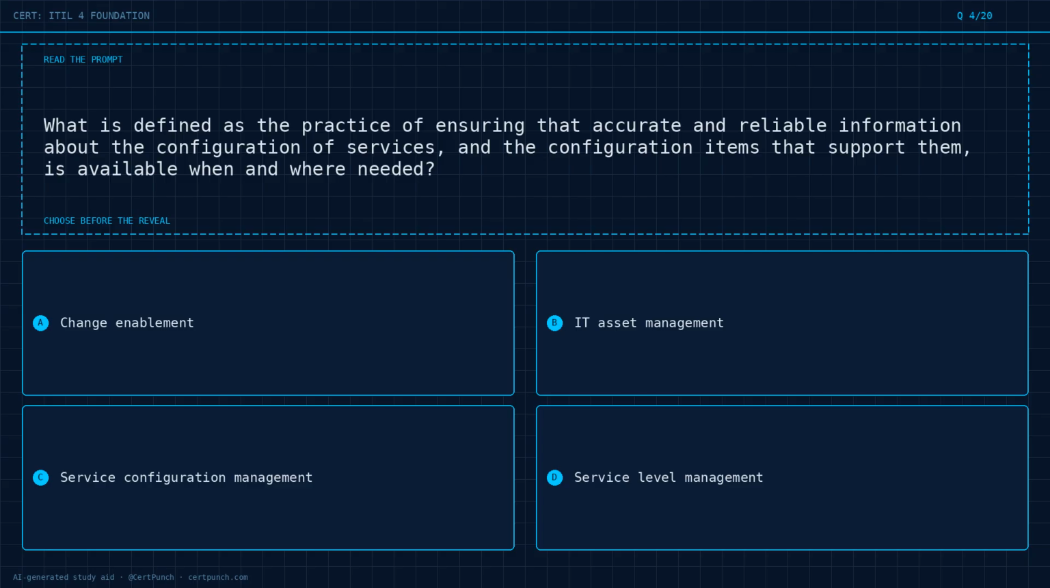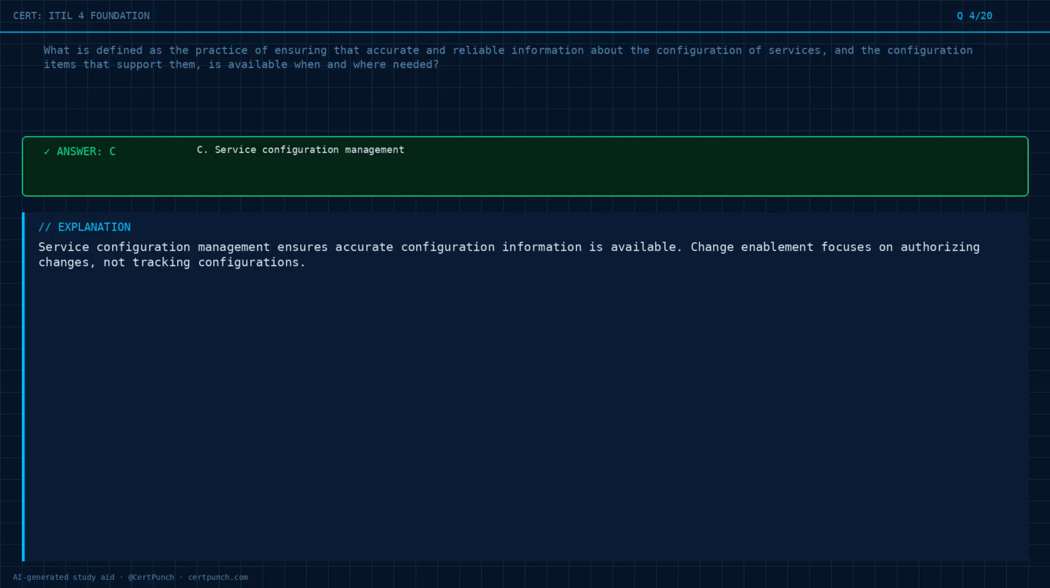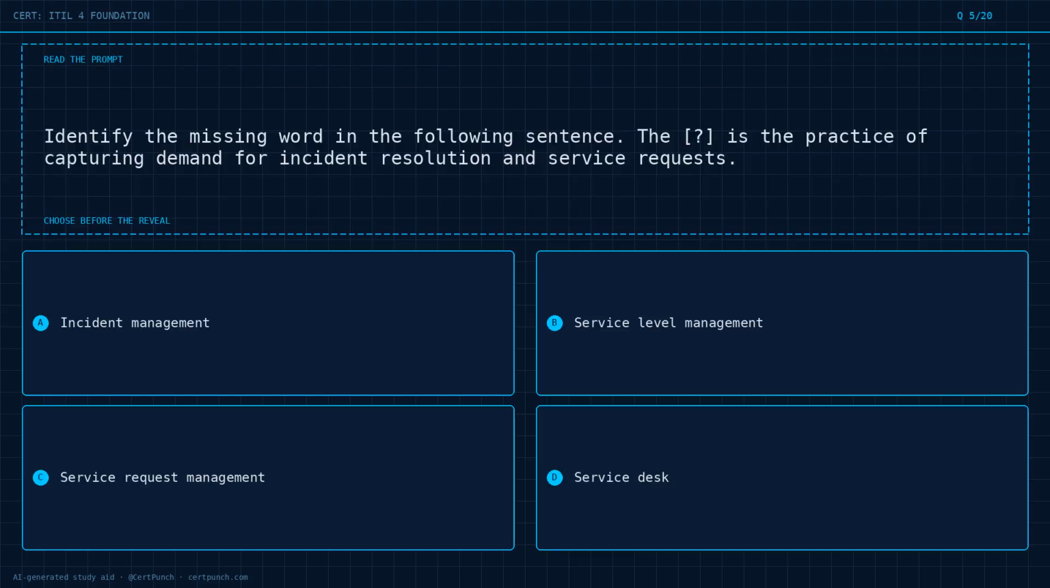Make the call before the reveal. Hold the line on it. The answer is Option C. Behind the answer, service configuration management ensures accurate configuration information is available. Change enablement focuses on authorizing changes, not tracking configurations. You are 25% in. Score check. Every one you nail now is exam confidence in the bank.